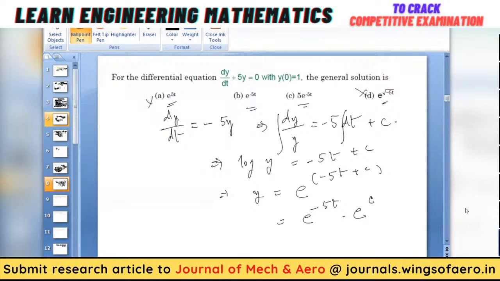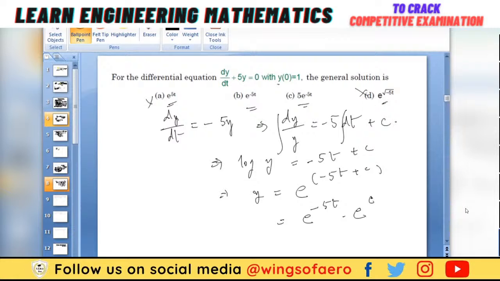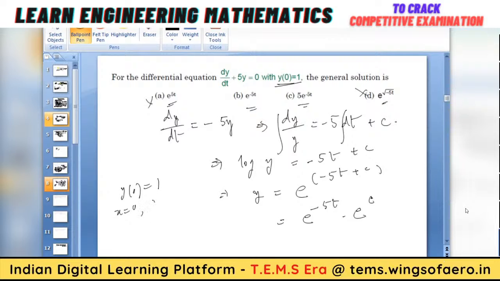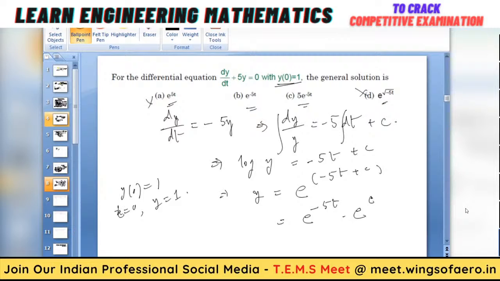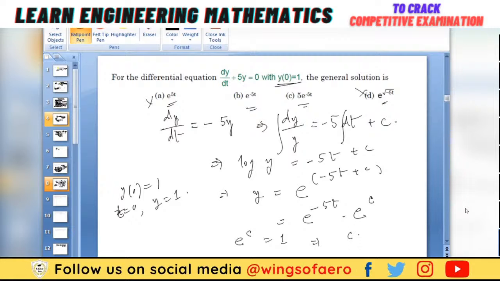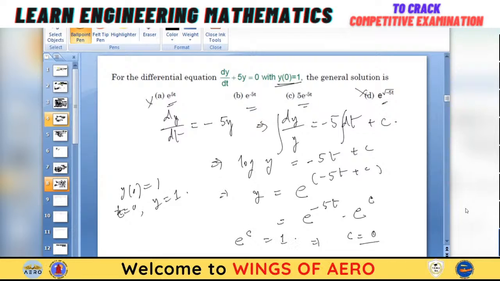Now you have to find out by using this initial condition, y(0) equal to 1, that is, put the values. When t equal to 0, y is equal to 1. Put the value of t and y here. This is not x, this is t. So if I put 0, e to the power c is equal to 1. So obviously c is equal to what? c is equal to 0.